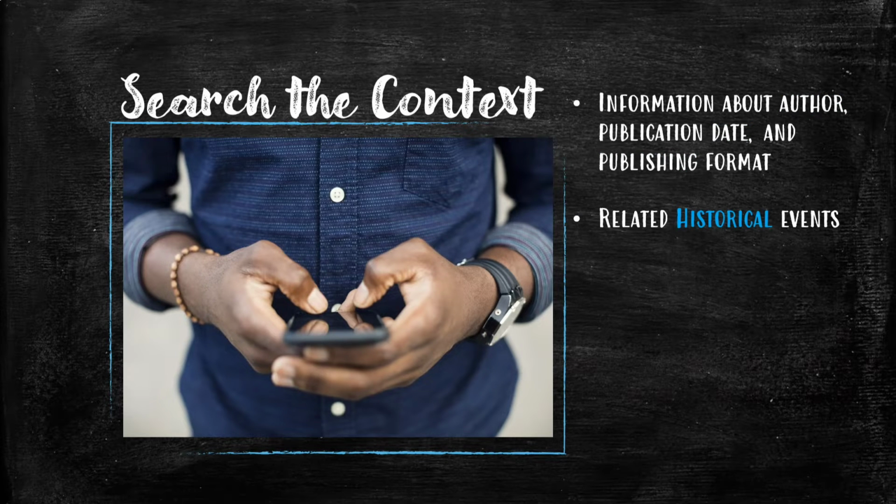Look for related historical events. So if it's published during World War I or II, if it's published before or after slavery, if it's published before or after the 21st century even, look and see if you can think of any historical events that might have been influencing the source as you know it. So draw from your own knowledge, the history that you learned in K-12, the history that you've experienced during your lifetime, and reflect to see if maybe that kind of context might be meaningful for the source.